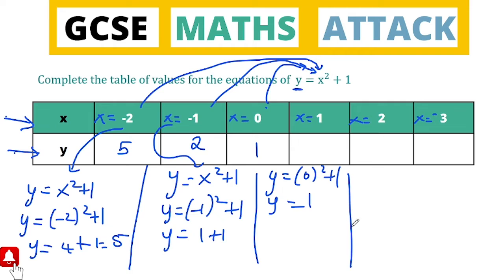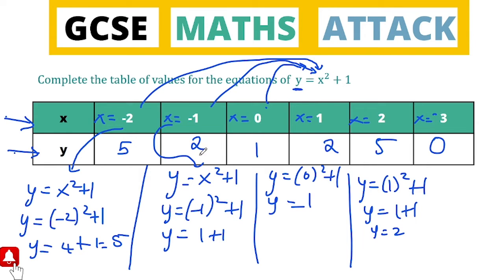The next one, if we were going to substitute the value x is equal to 1, y is equal to 1 squared plus 1. 1 squared is 1, plus 1 is 2. So the next one is going to be 2. Now the ones next to that are going to be 5 and 0. And as you can see, a symmetry is formed at x equals 0. So there's 2, 2, 5, 5.